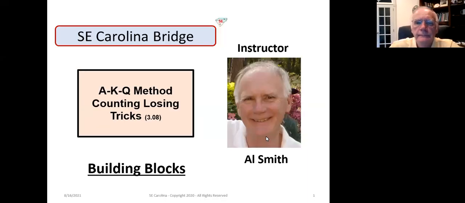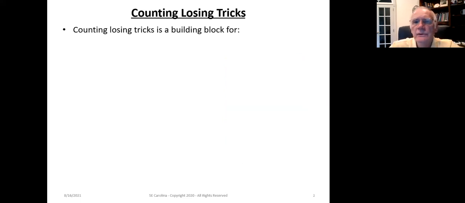Hi, Al Smith here. This mini lesson is about how to count losers using the ace, king, queen method. It's a very useful technique that's used later on as a building block in what's called a losing trick count system. This differs from counting points and so forth in that you use losing trick counts. I like a mixture of counting points and losing tricks.